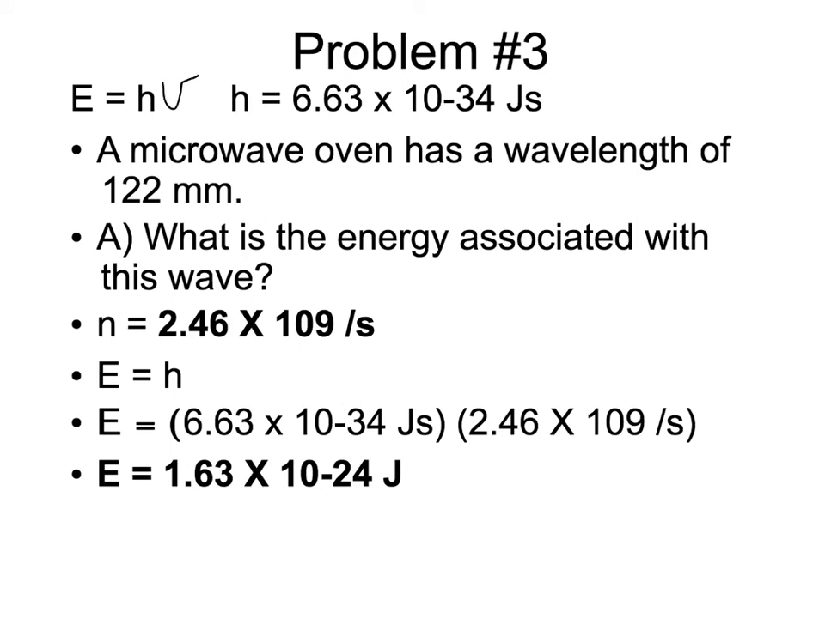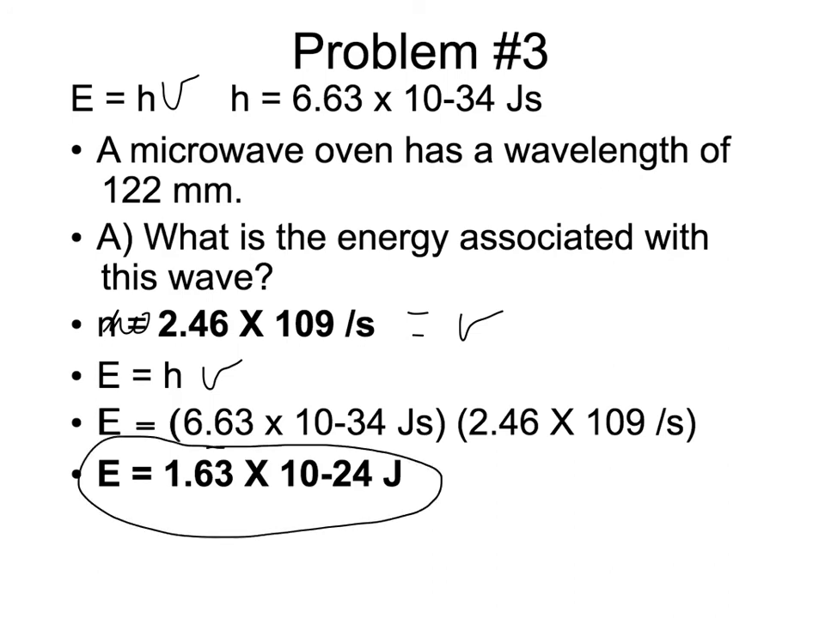What we're going to do is plug this into the equation. So E equals Planck's constant times nu. Again, the frequency is 2.46 times 10 to the 9th. Then we just need to plug everything in. So 6.63 times 10 to the negative 34 joules times seconds, times 2.46 times 10 to the 9th. And what you should get is this answer right here.